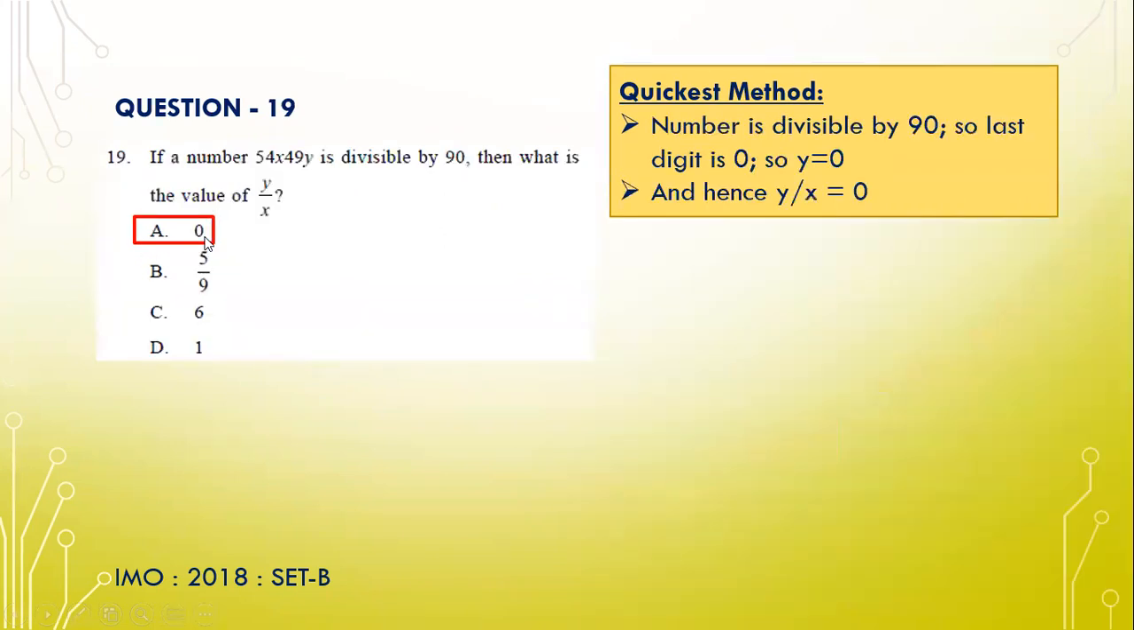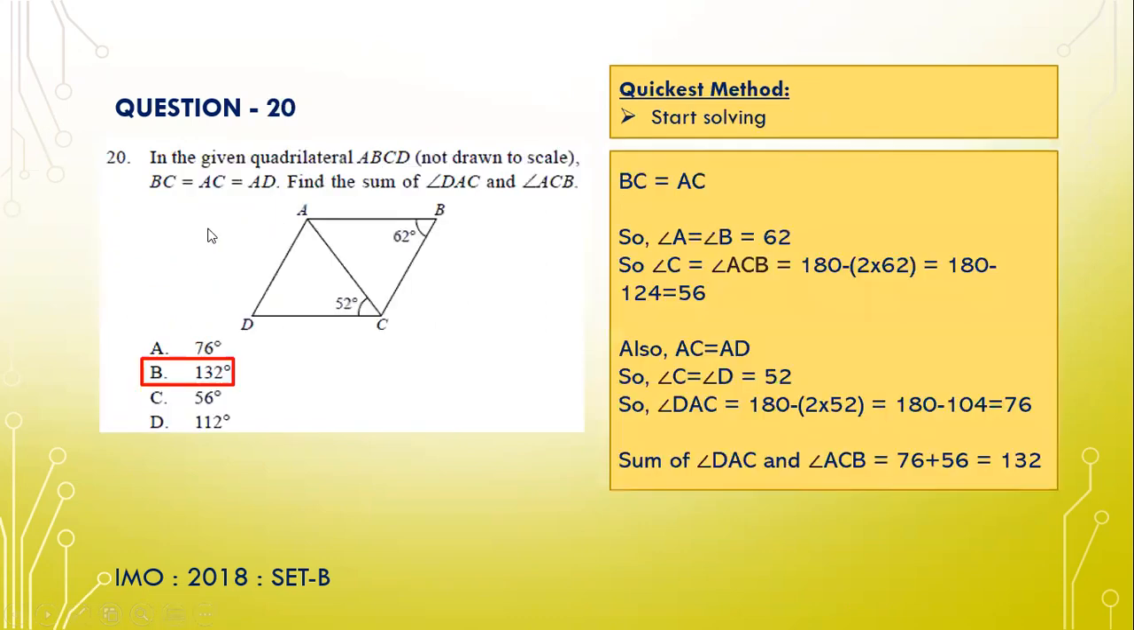If a number 54x49y is divisible by 90, what is the value of y upon x? Which is easy, isn't it? This is divisible by 90, so last digit must be 0, because if it is divisible by 90, the last digit must be 0, isn't it? So 0 upon anything is 0. So if y is 0, 0 upon x, whatever x is, it will be 0. So value of y upon x is 0.